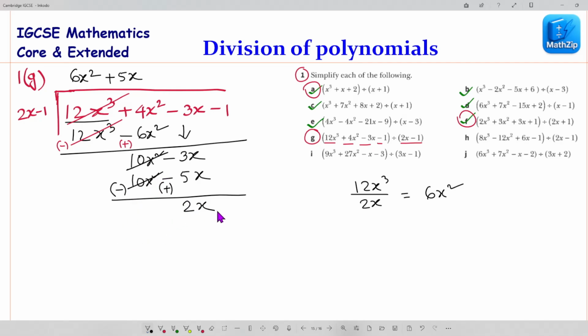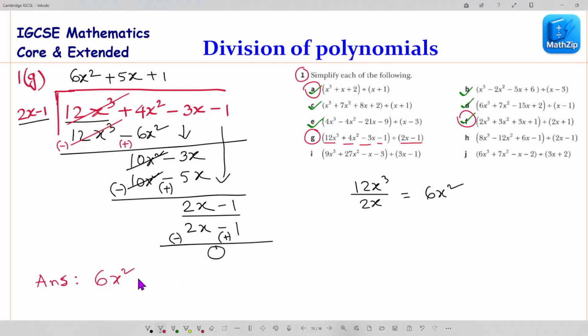Here is 2x, and we will bring down the next term which is minus 1. Now here is 2x minus 1 and here is 2x minus 1. So naturally we can write plus 1 in the quotient. So 2x minus 1, then minus, and here plus, it will become 0. So there is no remainder. Our answer is 6x square plus 5x plus 1. Very simple. So 1G is done.